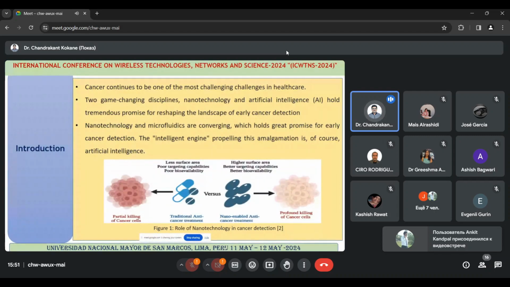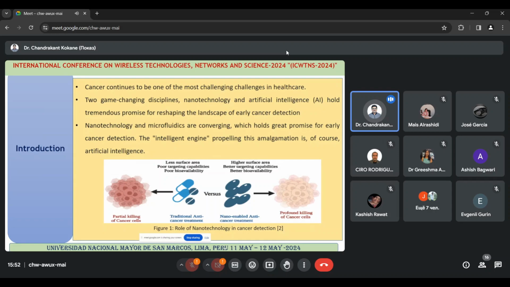So let's start with the introduction. As we know, cancer is a very crucial stage of each and every life, and it continues to be one of the most challenging problems in healthcare. So the detection of cancer should be done in the early stage, and we have the classification of what the patient gets when cancer is detected in the early stage, or what the drawbacks are if cancer is not detected early, or is detected only later on.